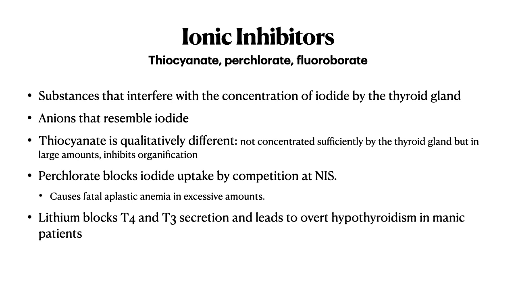So next, you have ionic inhibitors. Examples are thiocyanate, perchlorate, and fluoroborate. So these are substances that interfere with the concentration of iodide by the thyroid gland. These anions, thiocyanate, perchlorate, and fluoroborate, resemble iodide and therefore are competitive inhibitors at the sodium iodide symporter.